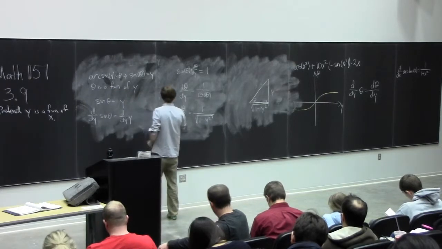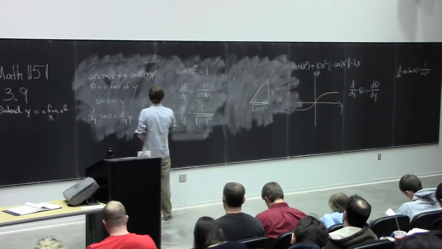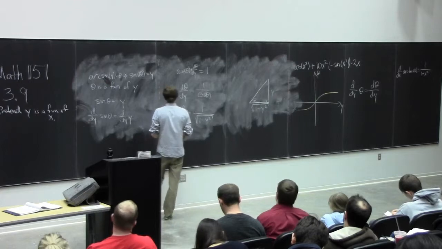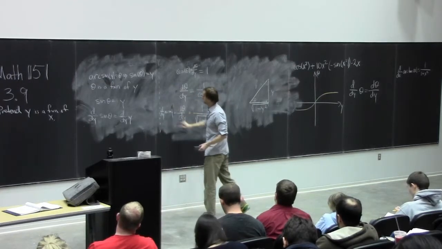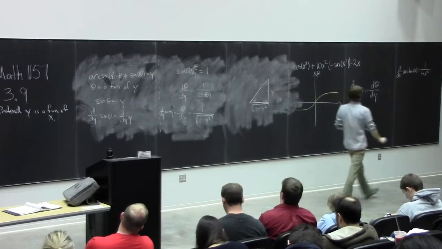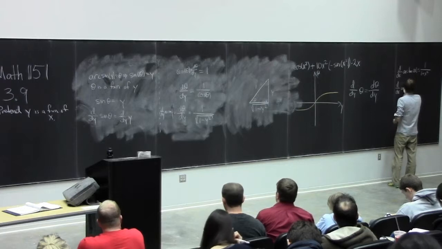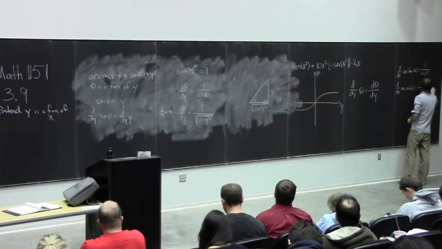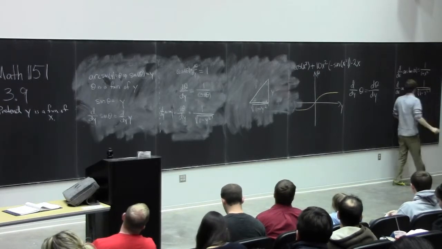This is equal to the derivative of arcsine of y. So now I'm going to write it over here. d over dx of arc sine of x is equal to 1 over square root of 1 minus x squared.